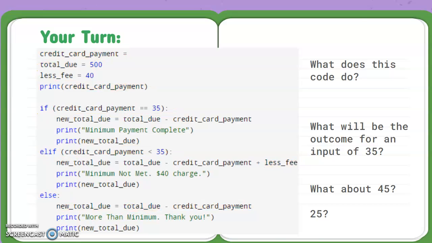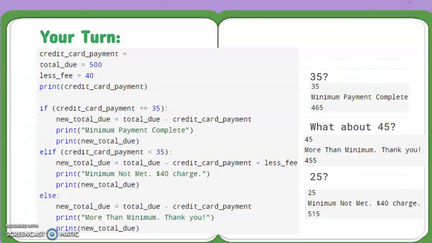So this is what our outcomes would look like. First, it's going to print up here. This comes first too. So remember, our code reads top down. So we're going to print our credit card payment, so 35, and we checked this box, right? So we had if our credit card payment equals 35, then we're going to come up with our new total, and then we're going to print minimum payment complete, and then our new total right here.